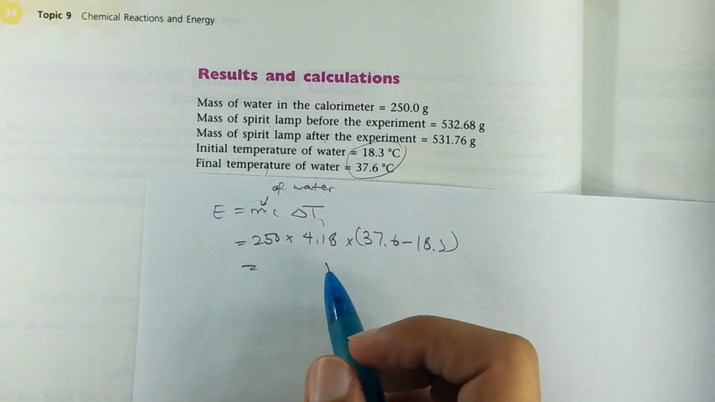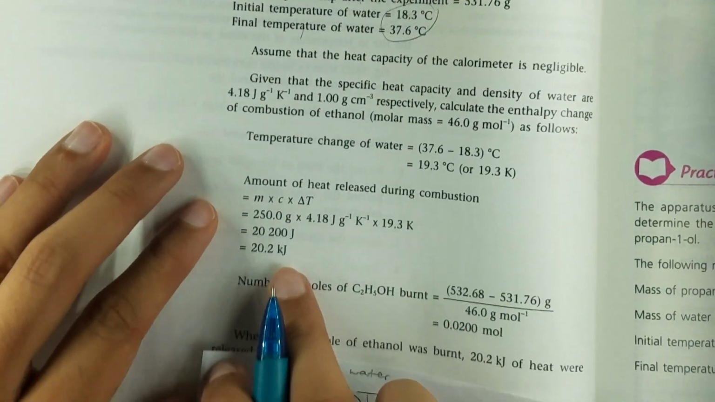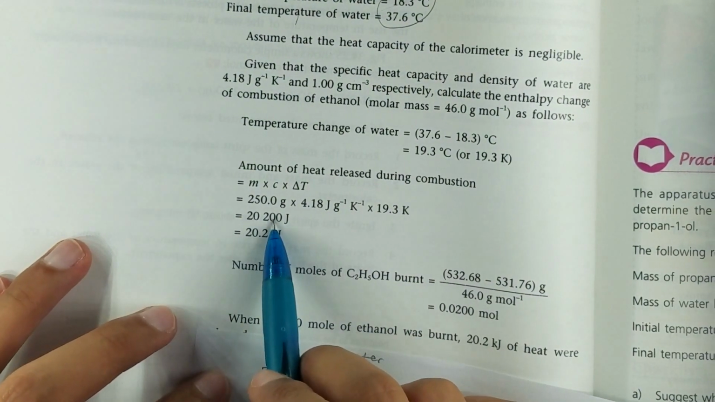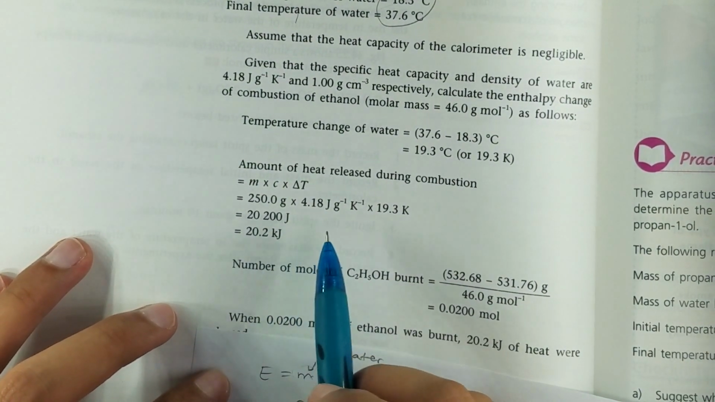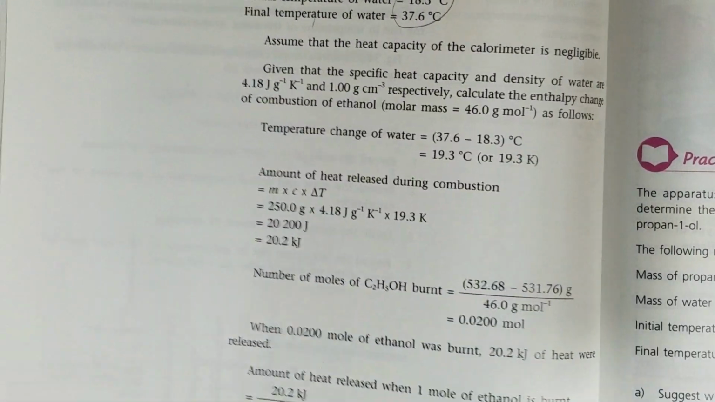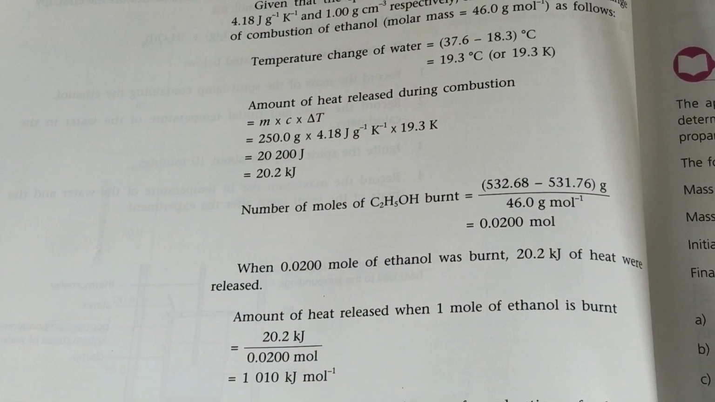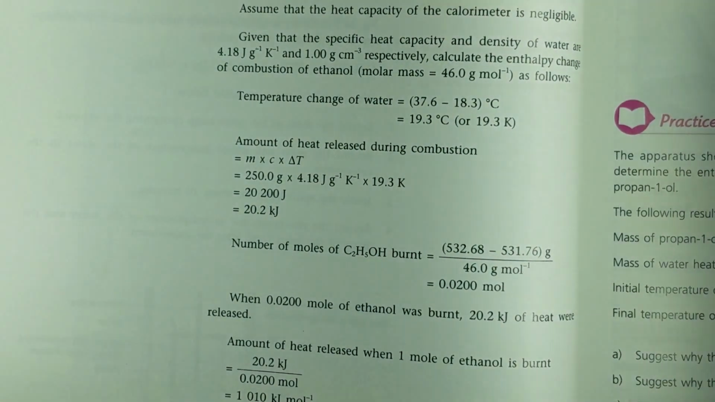After you find the energy, the textbook uses 3 significant figures. I do not prefer you to use that. It should be around 20.19 something.